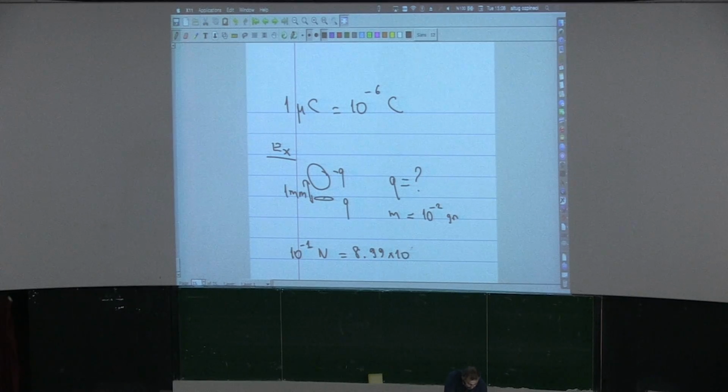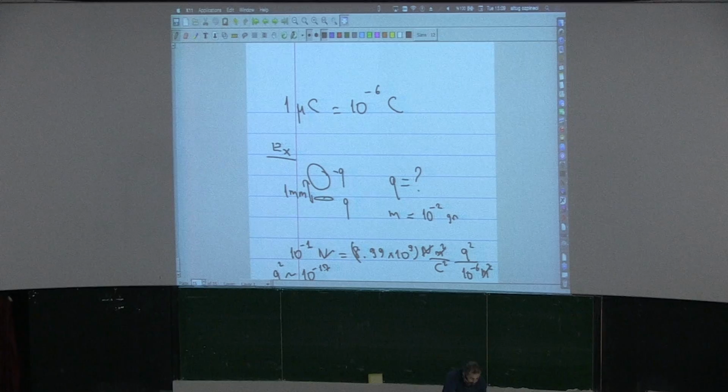8.99 times 10 to the power 9 newtons meter squared divided by Coulomb squared, times Q squared, divided by the distance, which is 10 to the power minus 3 meters, so 10 to the power minus 6 meters squared. So these meters squared, they will cancel. These newtons, they will cancel. So the Q squared will be about 10 to the power minus 7, 16, 10 to the power minus 17, which is 17 coulombs squared.